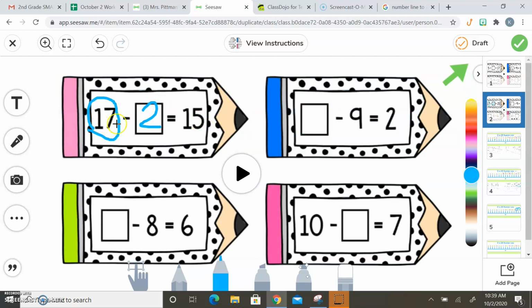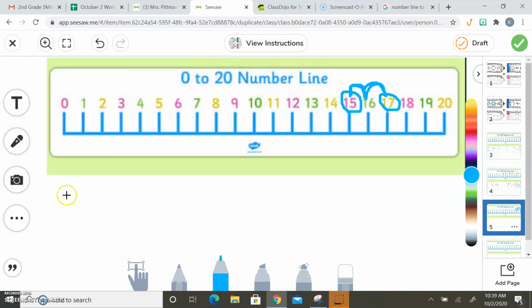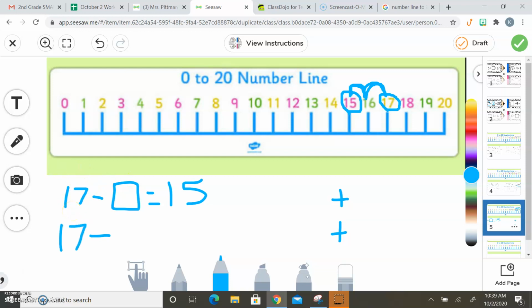Now, I'm going to show you how to use the fact families for this one too. If I know that my problem is 17 minus something equals 15, I know my fact family is going to have 2 subtraction and 2 addition problems. I know 17 is my biggest one, so 17 goes before the subtraction sign, and I know when I add, 17 is going to be what they both equal.